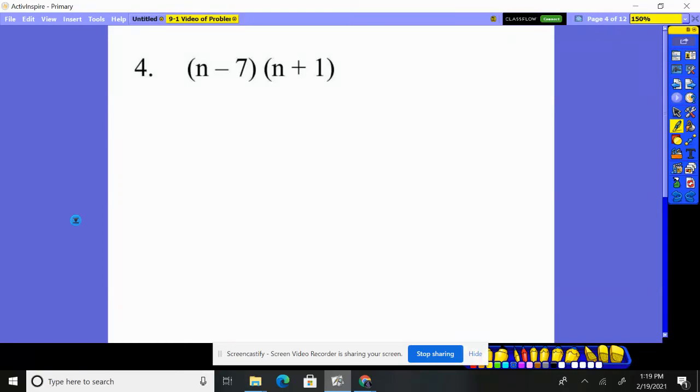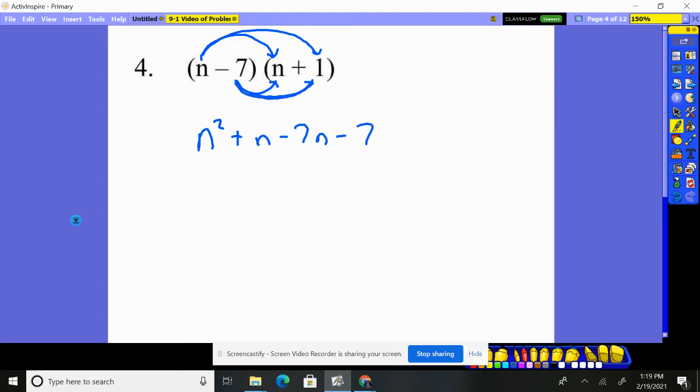Number 4, multiplying a binomial times another binomial. Well, this n is going to be distributed through to each of the two pieces, and then the negative 7 will be distributed through to each of those two pieces. So n times n is n squared. N times the plus 1 is positive n. Negative 7 times n, negative 7n, and now the negative 7 times that 1, negative 7.